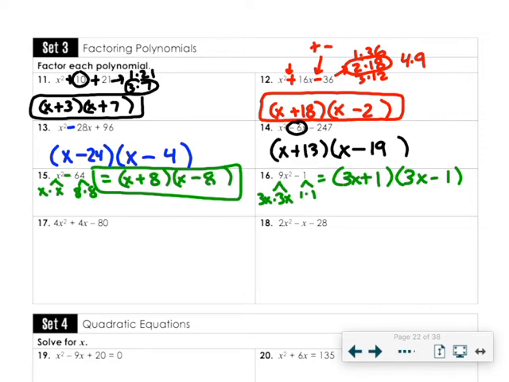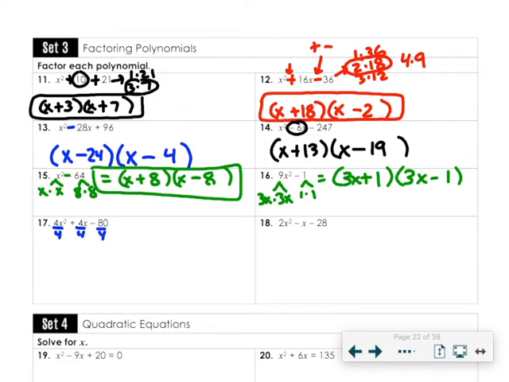17 and 18 are the hard versions of factoring, because there's numbers out front. When there's numbers out front, you have to worry about not just putting x's in the first spots like we've done on 11 through 16. So it does make it a little bit tougher. First thing I might check for in that situation is a GCF. This one you can divide all of these by 4.